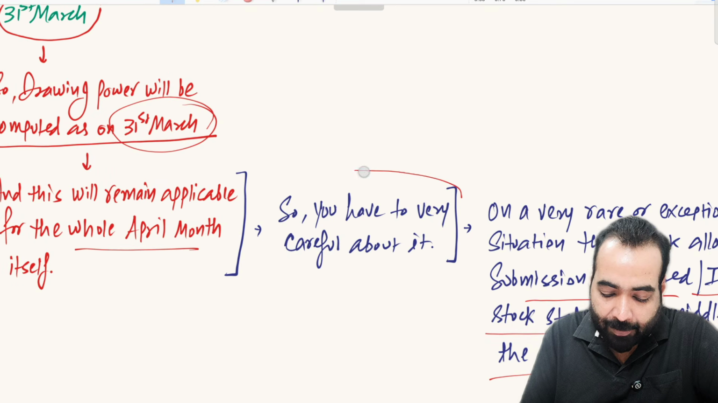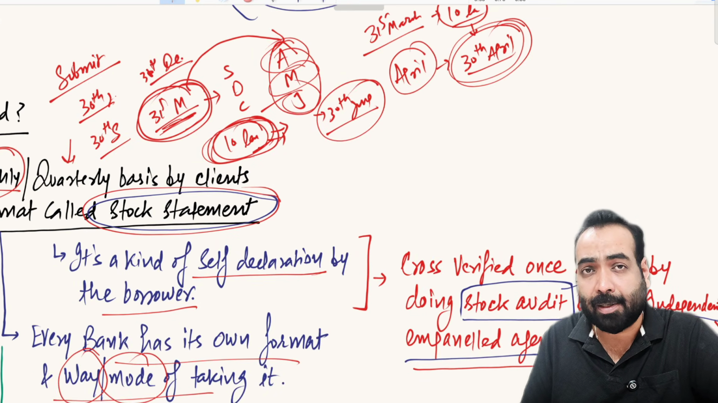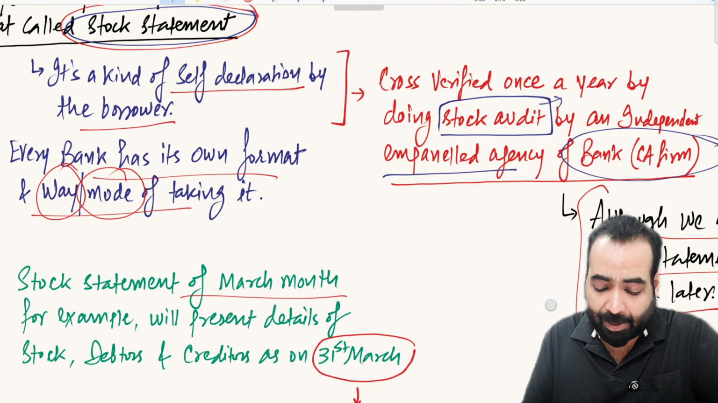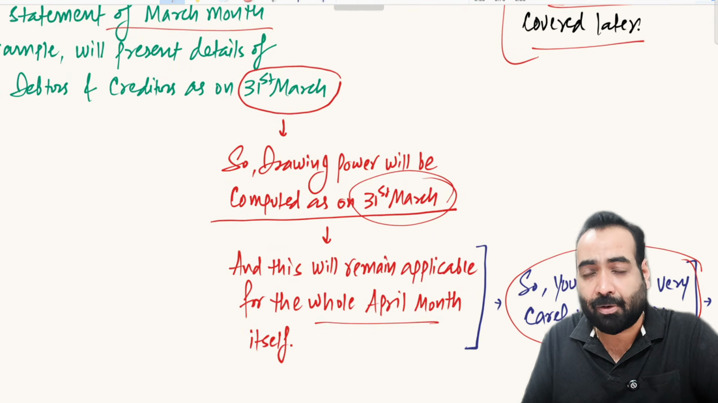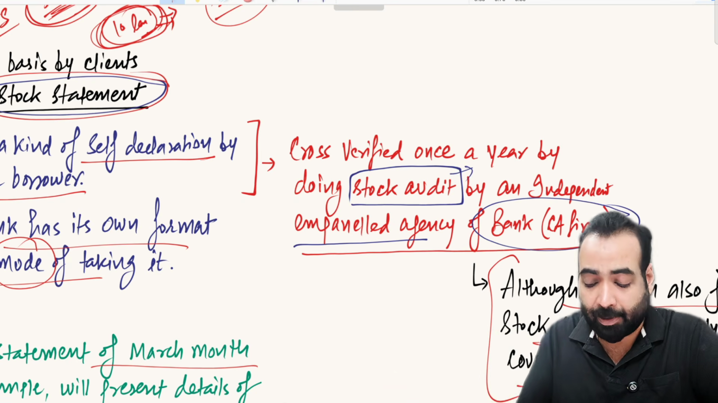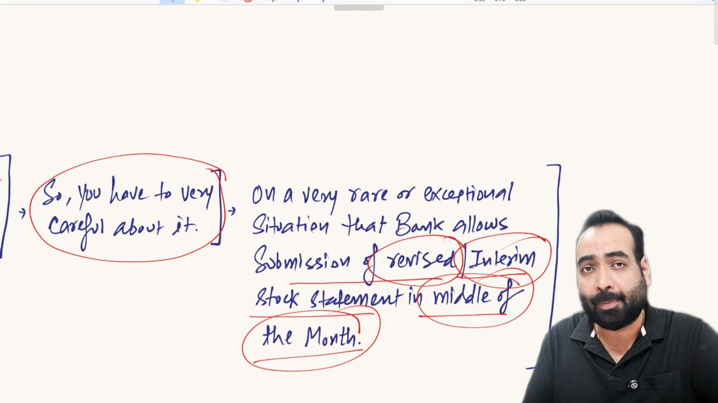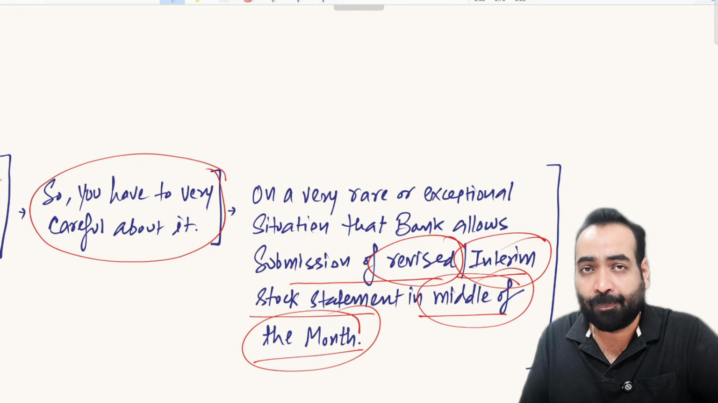So you have to be very careful before submitting the stock statement. First, that you are not submitting incorrect data of stock, debtors and creditors, and second, you are submitting sufficient drawing power that will cater to your whole next month or next quarter needs, because the acceptance of revised or interim stock statements in the middle of a month is a rare exception and it is not allowed easily, right?